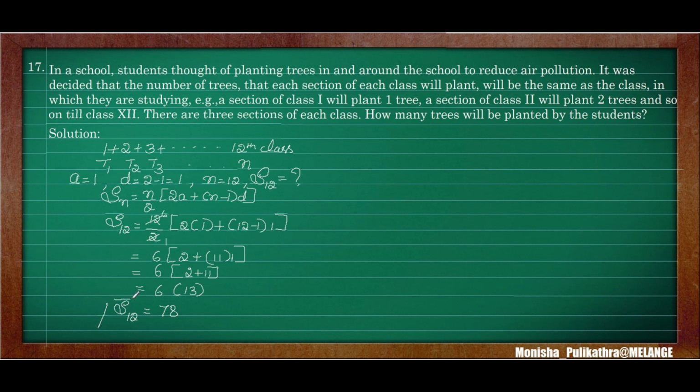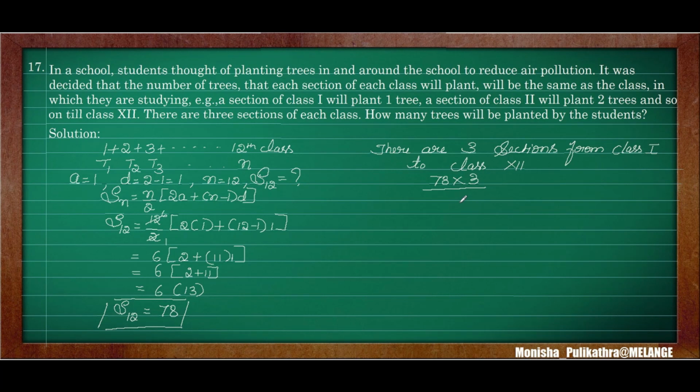So this 78 is the number of plants planted by the students if we take it as one section in each class. But they have given there are 3 sections in each class. There are 3 sections from class 1 to class 12. Since for one section the total number of trees will be 78, then for 3 sections we need to just multiply it by 3.